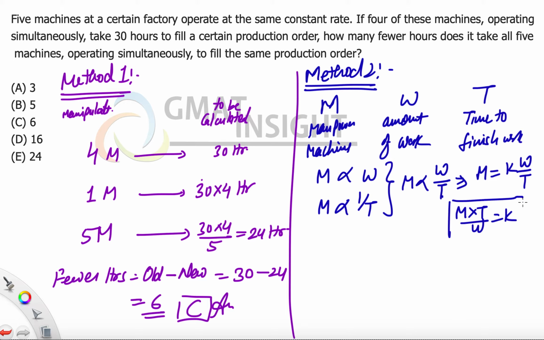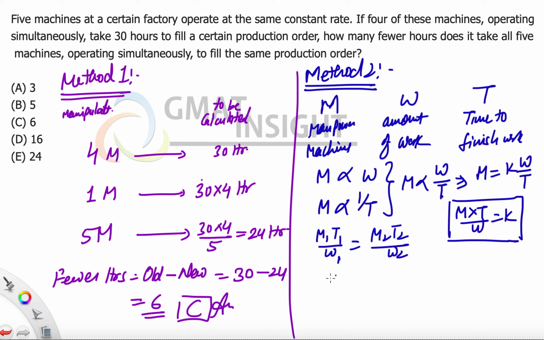This is one relationship that we are supposed to use here, and very easily we can answer the question using this. How do we use it? Basically, this ratio remains constant. That means in the first scenario, the ratio M1 T1 over W1 will be the same as M2 T2 over W2, provided we have the same kind of work and the same kind of machines used.